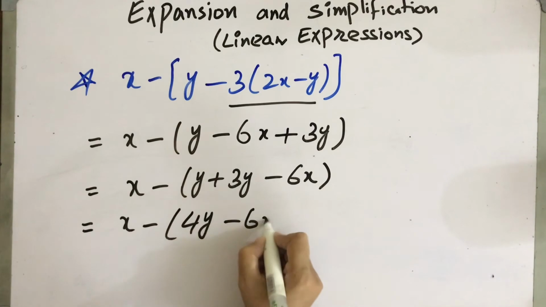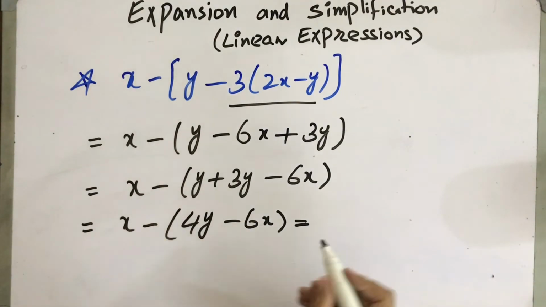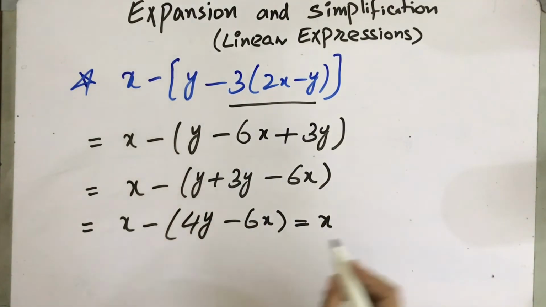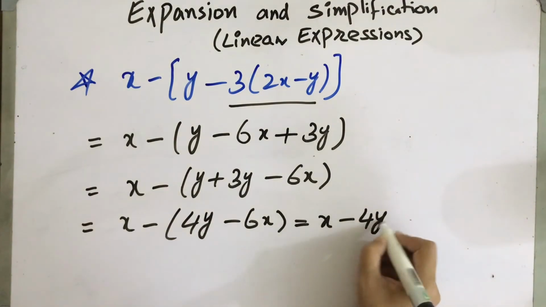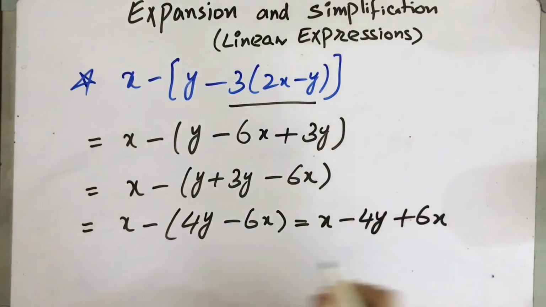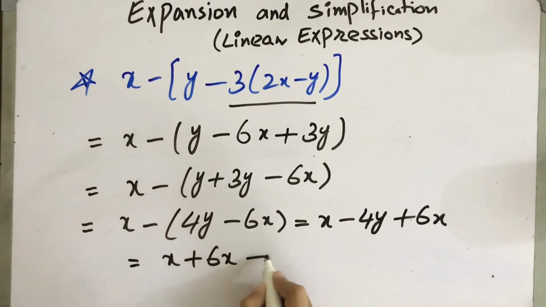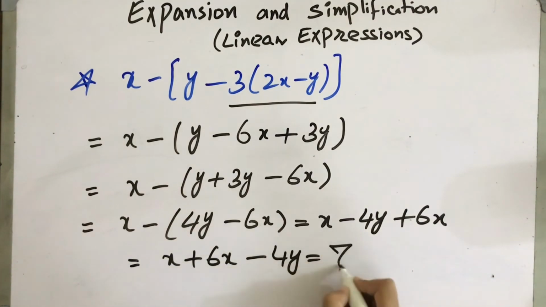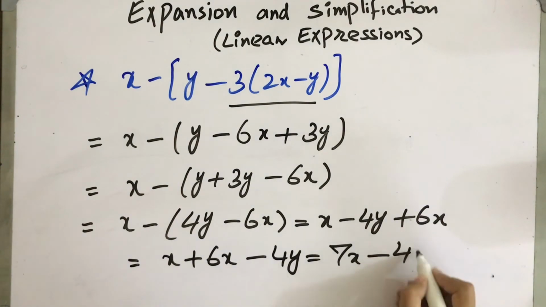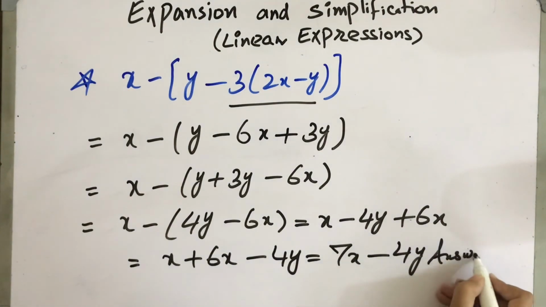Now I shall again open the bracket with negative sign, x, minus sign will change the inner signs. 4y will be negative and 6x will be positive. I shall again arrange like terms, x with 6x and then 4y. It will be 7x minus 4y and it is my answer.